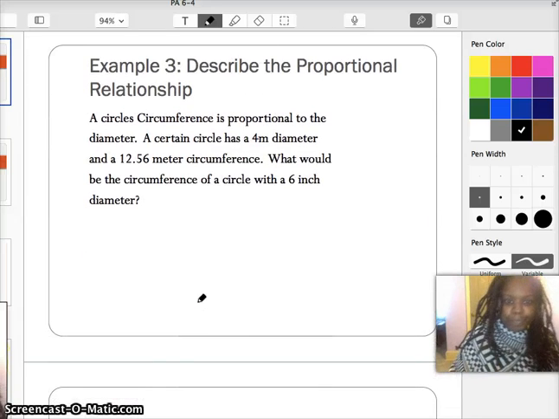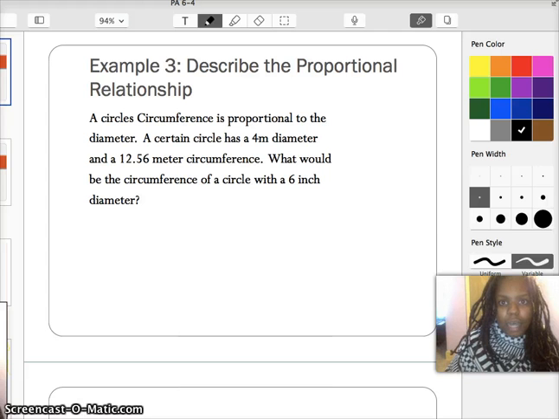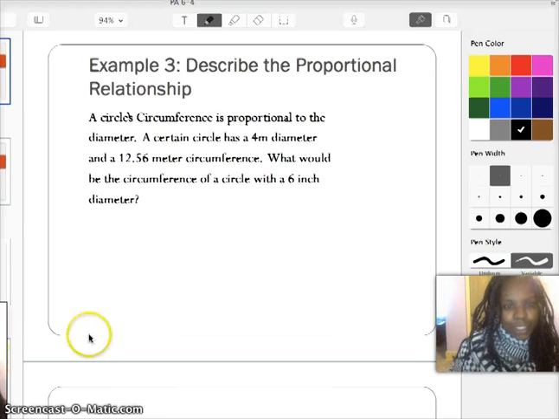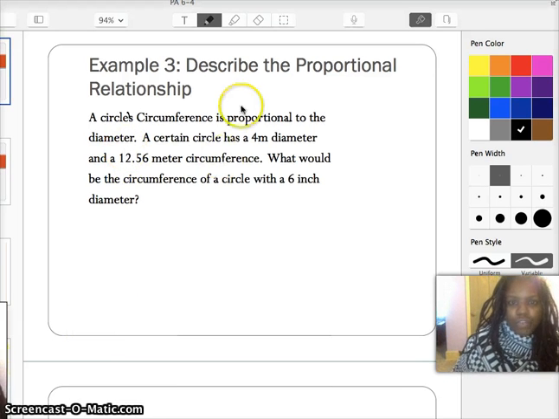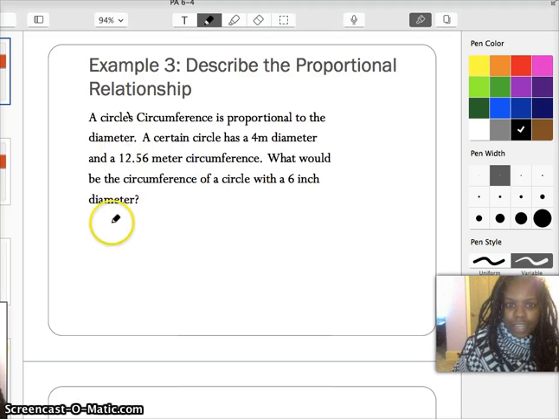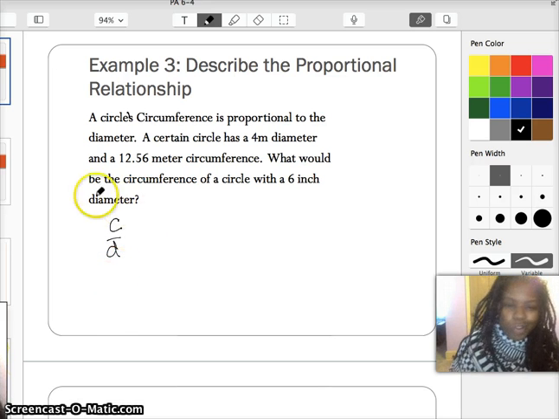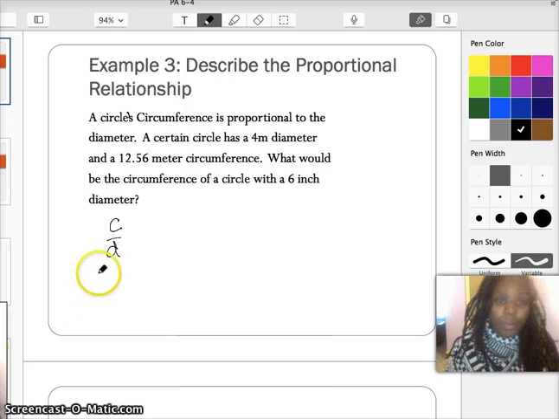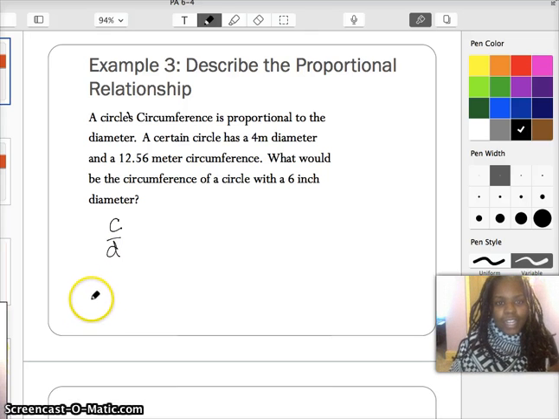So example 3. We're going to look at describe the proportional relationship, and we're going to think about using this proportional relationship to answer a question. A circle's circumference is proportional to the diameter, and I'm going to write that down. So the circumference over the diameter, this is a proportional relationship with any circle, and you guys know about this from Pi Day. However, let's talk about it here in our class.